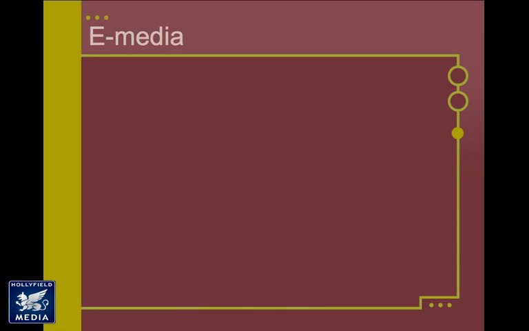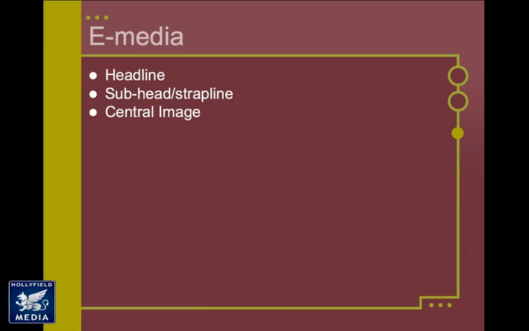E-media is a bit of a combination of the two. There's usually some sort of headline or main title. Is there a subhead? Is there a strapline? What's the central image? Is there use of text boxes? Use of colour? The body copy again. What's the main body of the text? The written part of the text about?